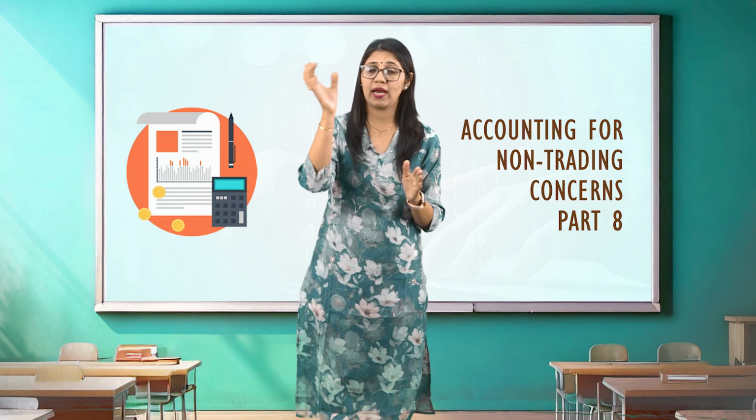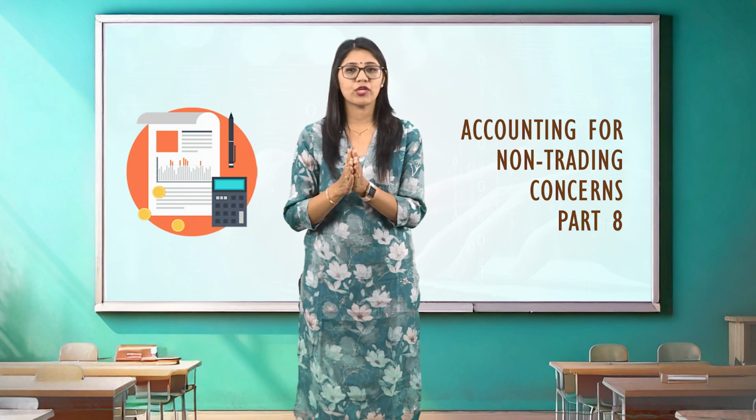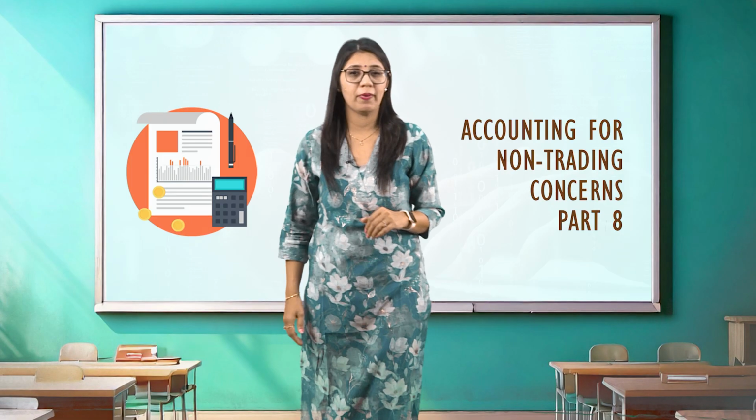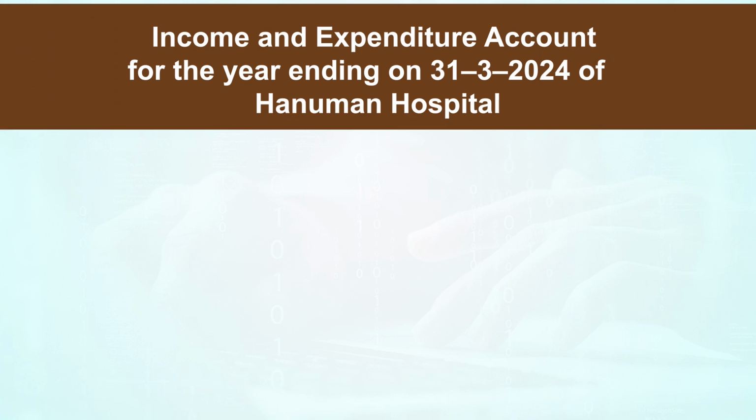After having adequate explanation, we are going to prepare income and expenditure account along with the balance sheet. First, we will prepare income expenditure account for the year ending on 31st March 2024 of Hanuman Hospital.